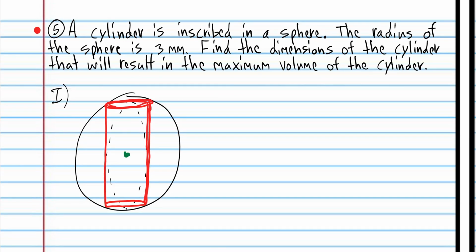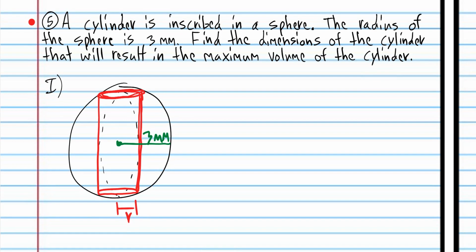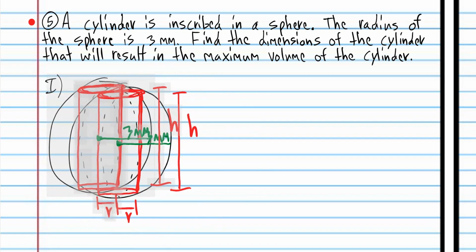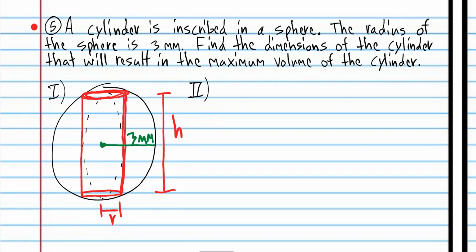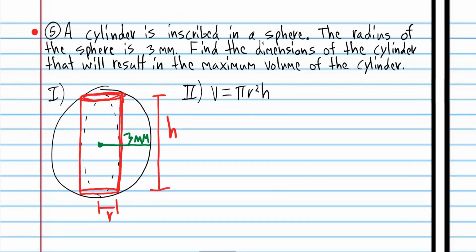And the radius of the sphere is a constant, 3 millimeters, and we're concerned with the radius of the base of the cylinder, and obviously the height of the cylinder. Those are the things we usually consider for cylinders. So we have our variables and our constants labeled on our picture. So that's step number one. Step number two is to find an equation of the thing that we're trying to maximize. We're trying to maximize the volume of the cylinder. So that's pi r squared h.